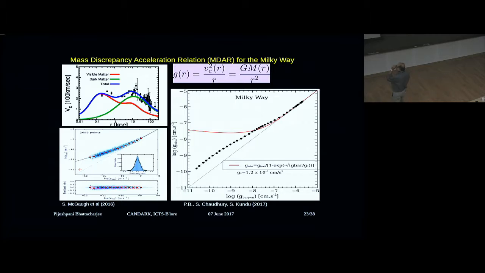In this plot, the sun location is deep within, so the sun is probably somewhere here.